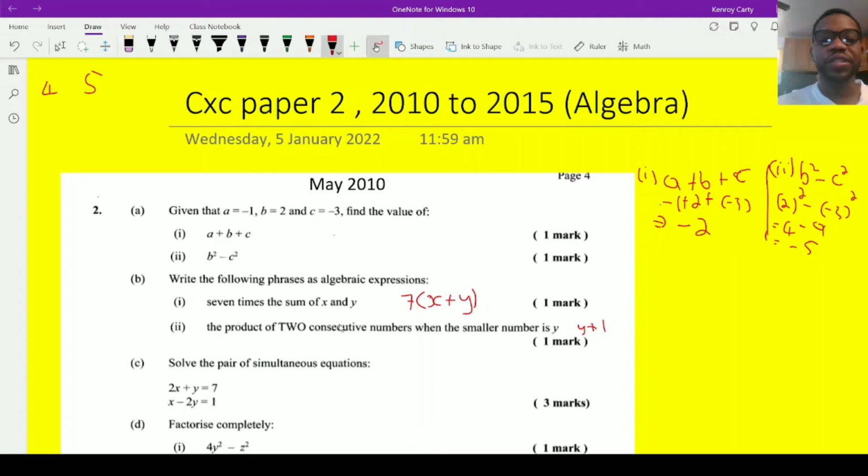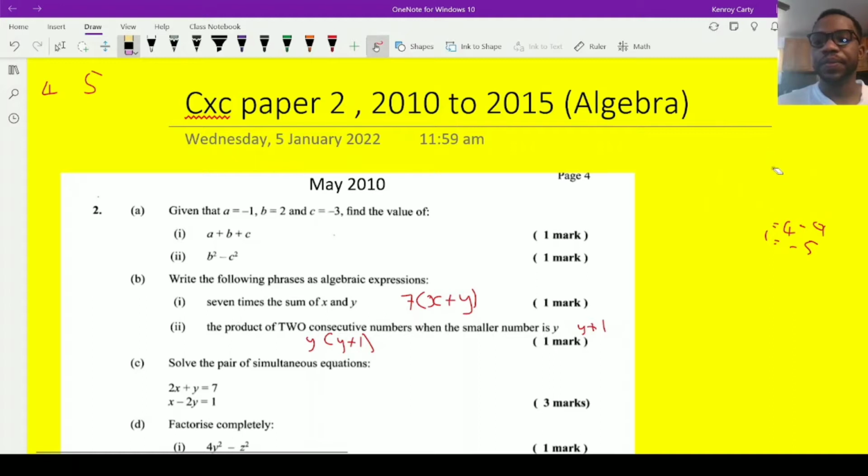Now, product suggests that you multiply, right? So what it means is that I'm going to have the smaller number, which is y, multiplied by the larger number, which is y plus 1. And you do understand why we need a bracket, because this expression here is going to be multiplied by all of y. So it's y times y plus 1. All right, good so far.